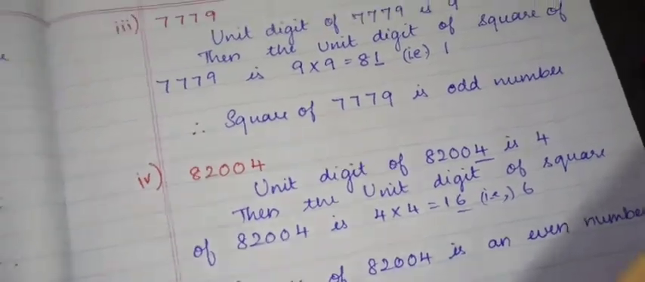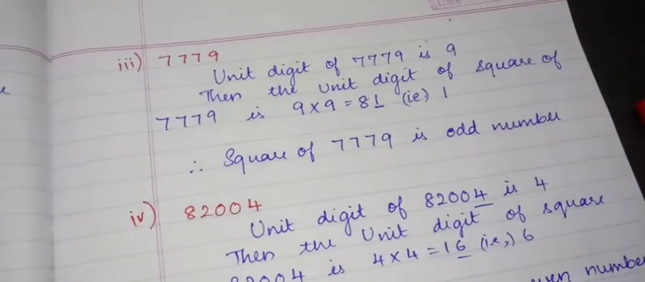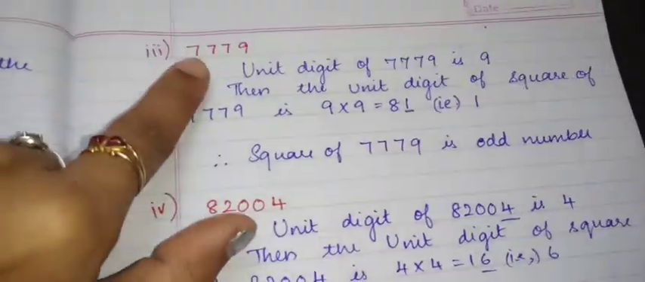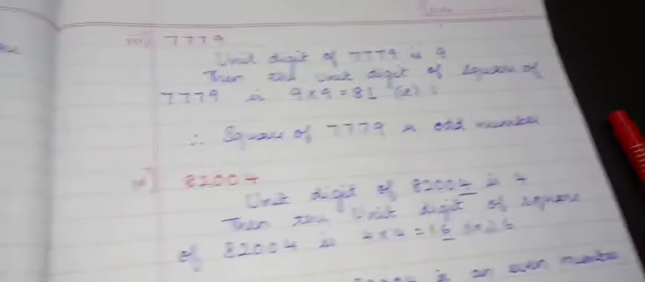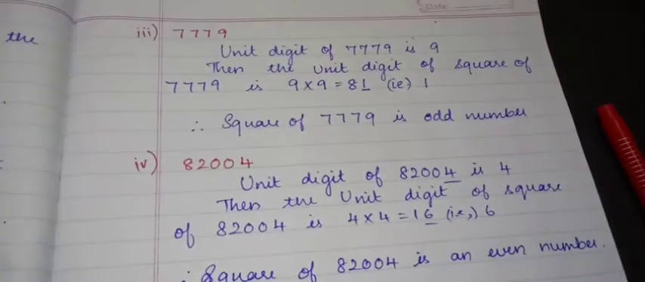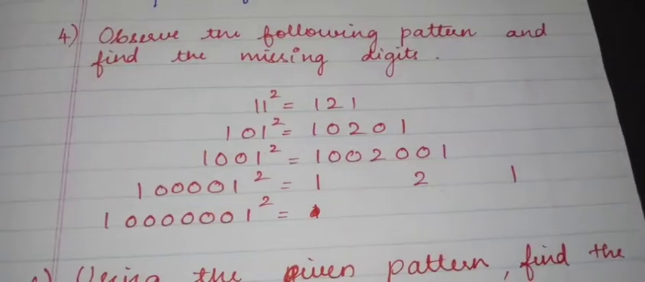So in this third question, 431 and 7779 are the ones whose squares will be odd numbers. Okay. Next is your fourth problem.